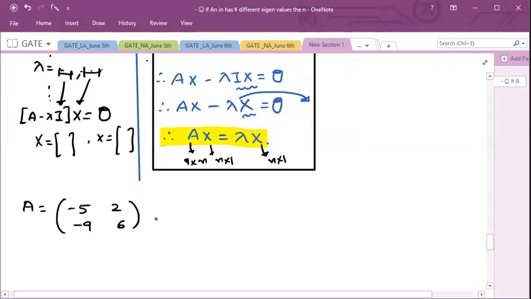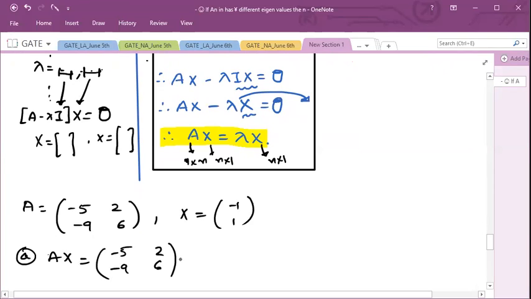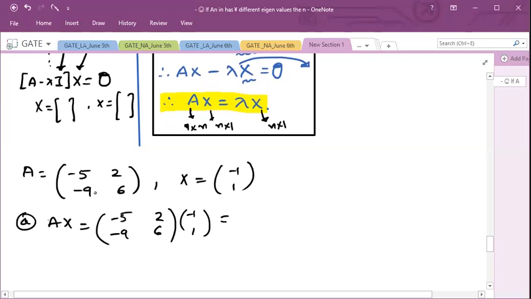Now for the first condition, my x is (-1, 1). Here we are going to find Ax for each and every case. So for case A, this becomes the matrix (-5, 2; -9, 6) times (-1, 1). This is row into column, row into column.